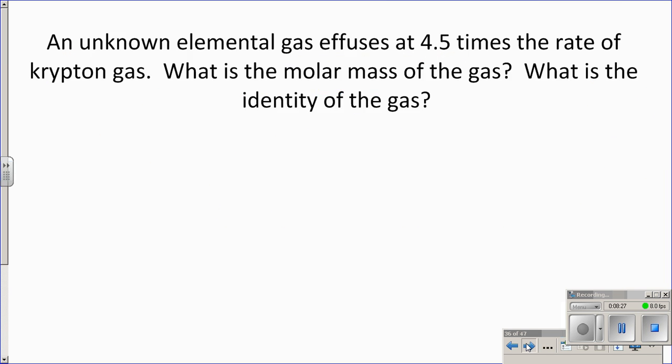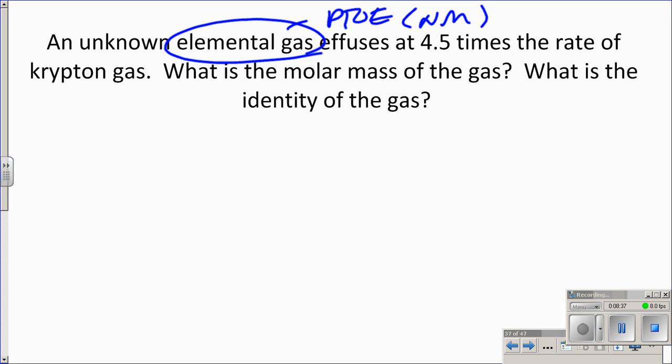Okay, so let's do the other type of problem I could ask of you. An unknown elemental gas. When I say elemental gas, I mean a gas that you can find on the periodic table in the non-metal section. So elemental gas is important. It diffuses 4.5 times faster than krypton gas. First, what's the molar mass? Second, identify the gas based on the molar mass.